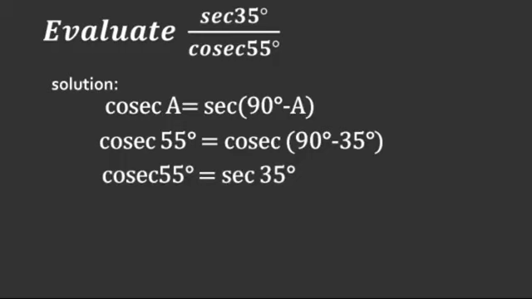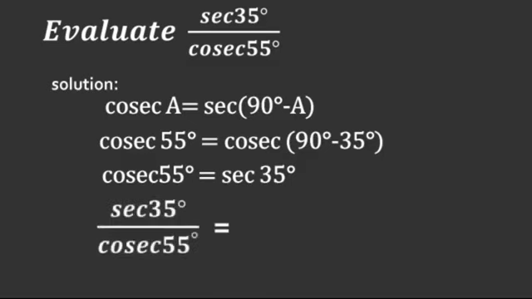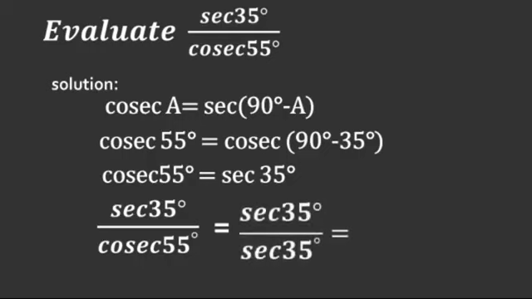So secant 35 degrees by cosecant 55 degrees equal to, from trigonometric ratios of complementary angles, cosecant 55 degrees equal to secant 35 degrees. So we can write cosecant 55 equal to secant 35. So secant 35 by secant 35 is equal to 1.